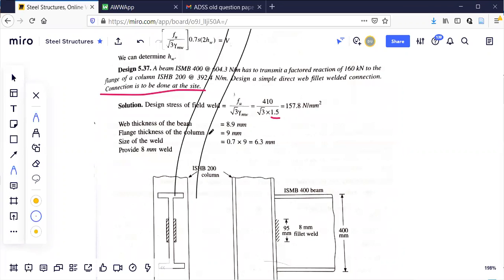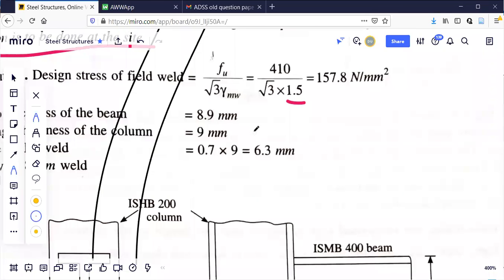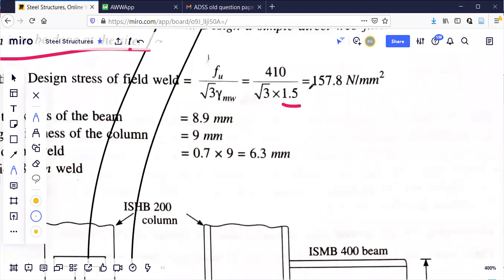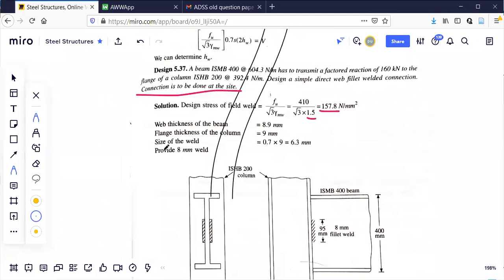So find out FWD. Stress in the weld FWD is equal to FU by root 3 into gamma MW. So the value is 157.8. Okay. Now I have to design the size. I should get the size of the weld. Now for that, you look at the web thickness of the beam, because the web of the beam is to be connected to the flange of the column.